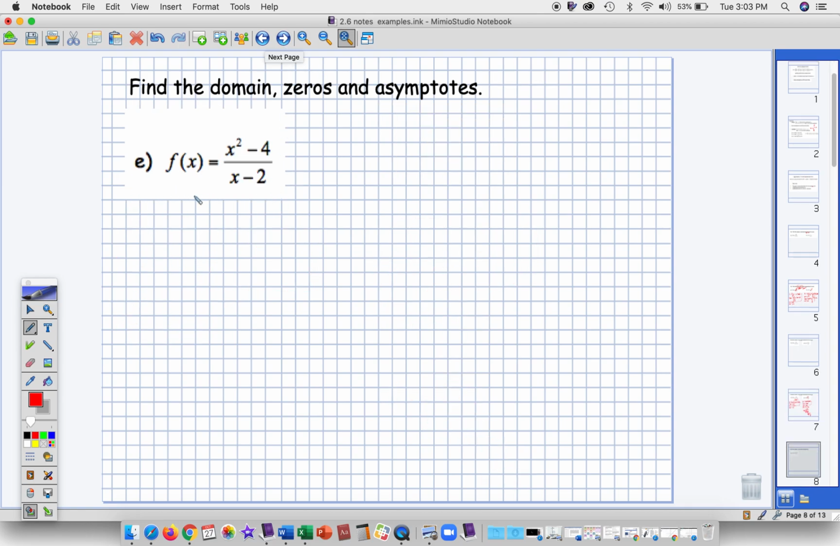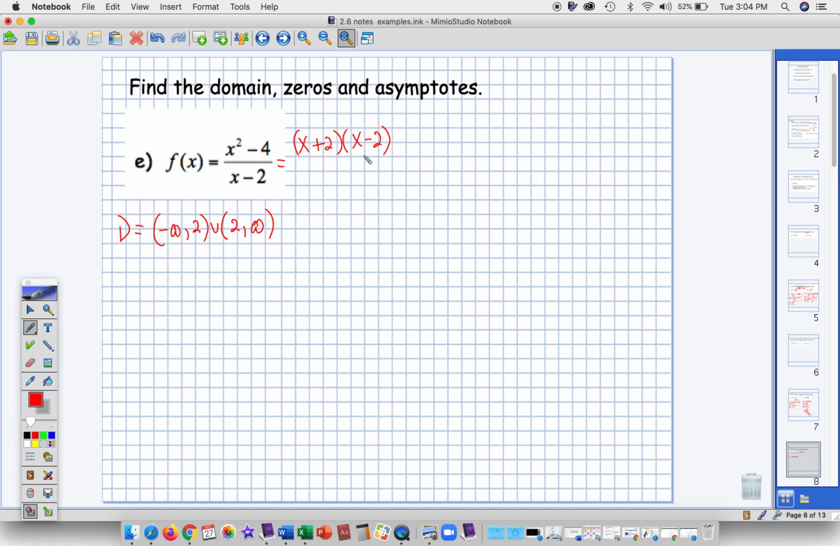Example E, this one we're going to do together. So here, let's say I start finding the domain. For my domain, I know x cannot be 2. Okay, I'm going to find the zeros of the numerator. So this is x plus 2, x minus 2, which means that I would have zeros of -2 and 2. But wait a minute, what's wrong here? We just said that 2 cannot be a part of the domain. How can it be a restricted value and a 0?